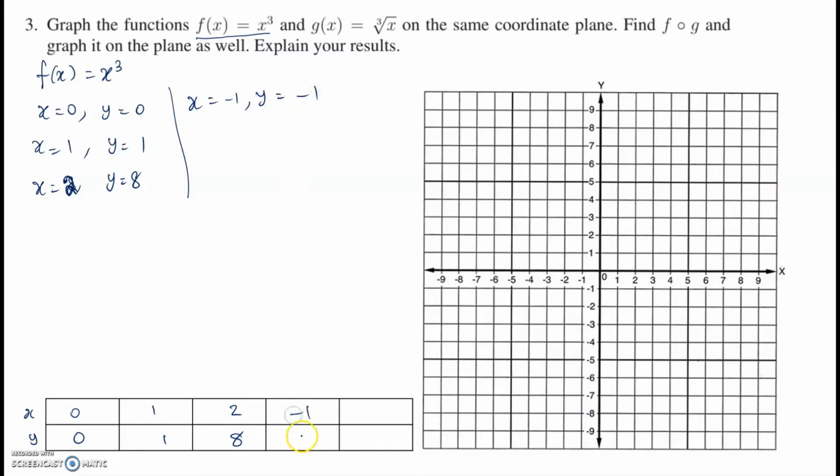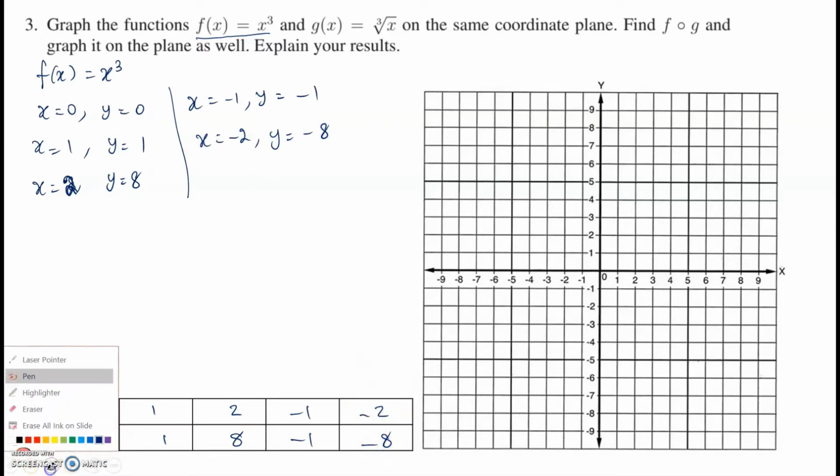Similarly, when x is equal to minus 1, y will be equal to minus 1 also. So minus 1 and minus 1. And x is equal to minus 2, y will be minus 8. So minus 2 and minus 8. Now let's plot the points. So it's 0, 0. Then you have 1 and 1, minus 1 and minus 1. Then you have 2 and 8. And you have minus 2 and minus 8. So let's graph them. A graph will look something like this.